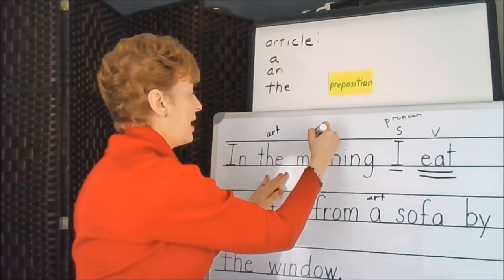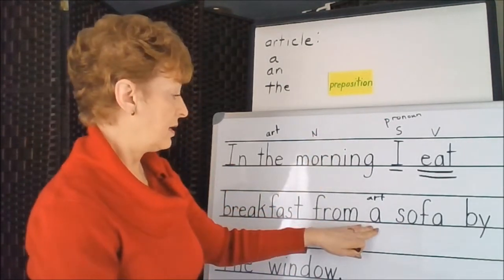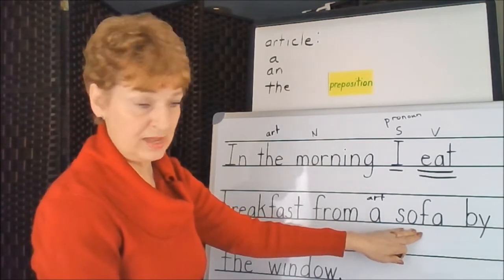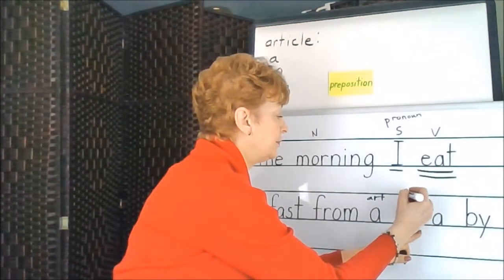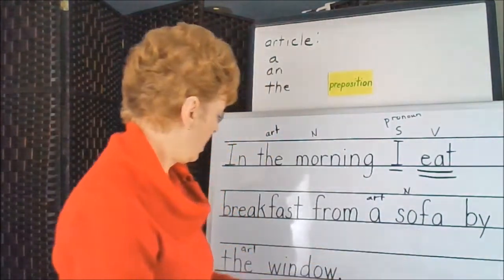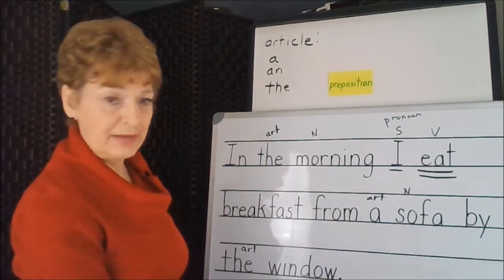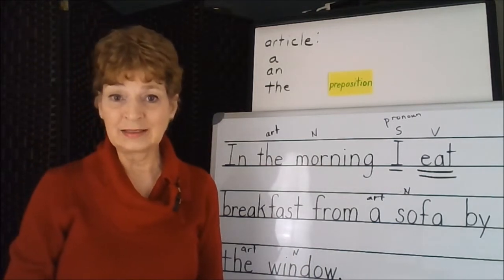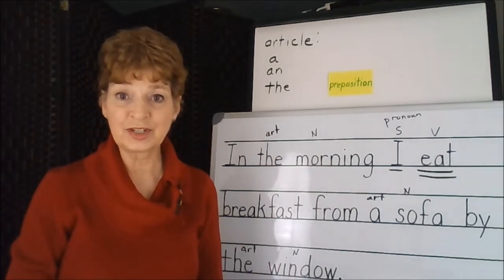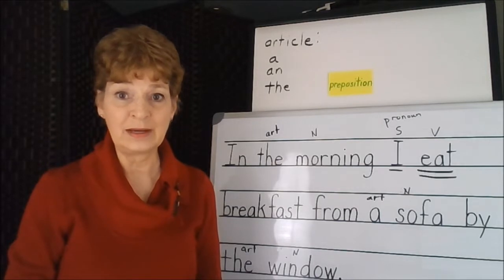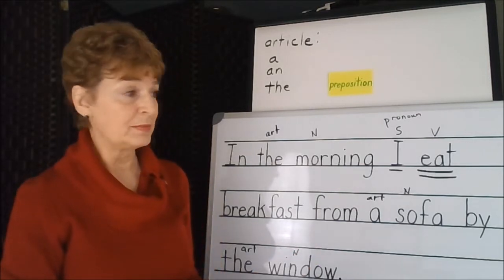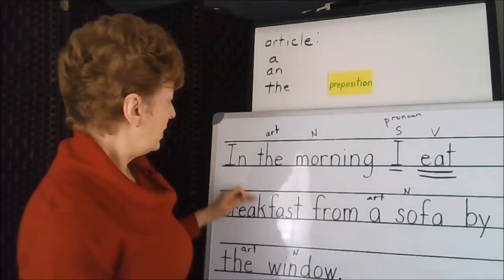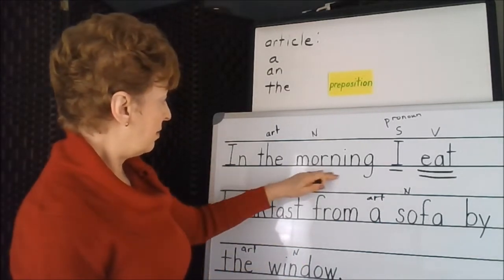So here's a noun. A sofa. So here's an article. So a sofa is a thing you can touch. It's a couch. The window. Definitely you can touch a window. So currently we have three nouns. We're a little sketchy about the actual function of these nouns at this point, but it will become clearer as we identify other parts of speech. So here we have in the morning.